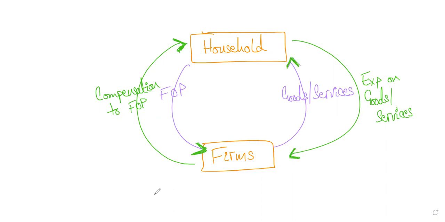Has everyone understood up to this point? Okay. Now this would be the circular flow of income.